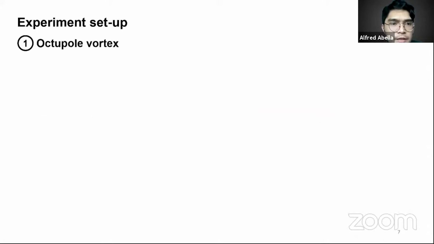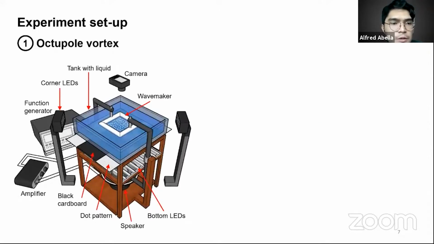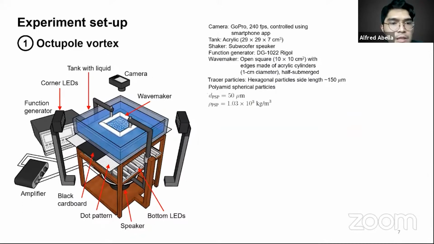So this is one of my experiment setups. Here we see a camera placed above, which records the vortex and wave motions. And there is a speaker here which forces the wave maker to oscillate vertically. The tank here is a 29 by 29 by 7 cm cube. I use tracer particles to image the vortex motion. I also placed a random dot pattern below the tank so that the wave motion can be seen.